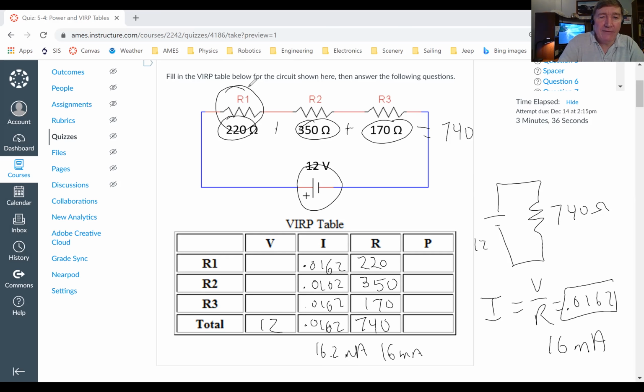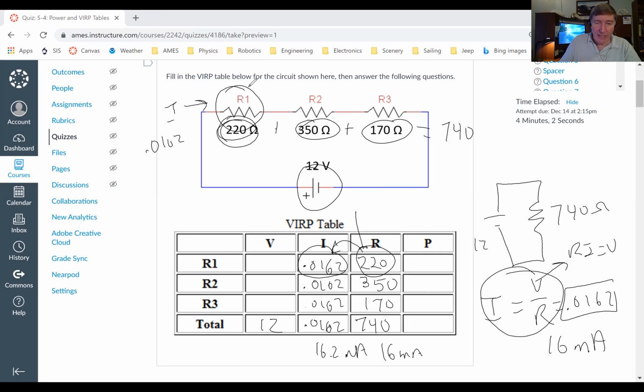So look at this one. If we know that the current going through it is 0.0162, and we know its resistance, then we can take Ohm's law and rearrange it to get R times I equals V. So if we take this R, multiply it by this I, that'll give us this V. I'm going to store that last number in my calculator so I don't have to keep retyping it. So 220 times that will give me 3.57.